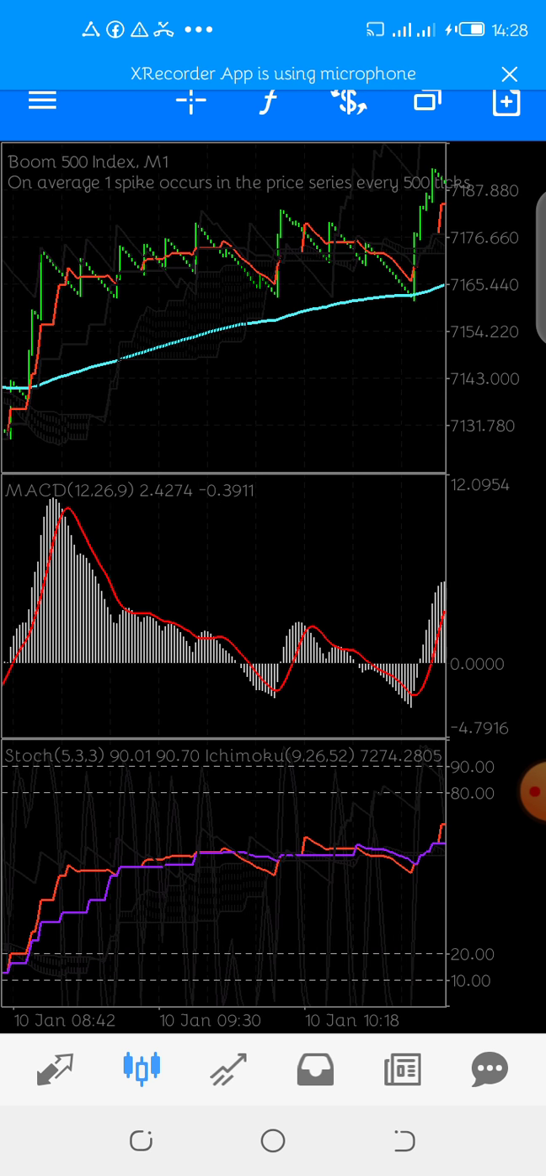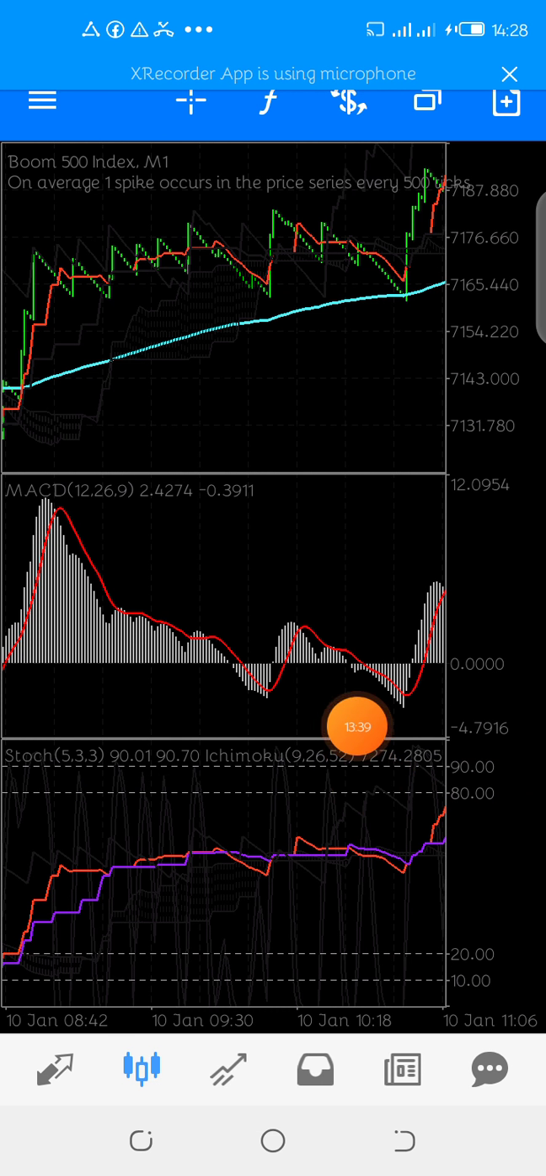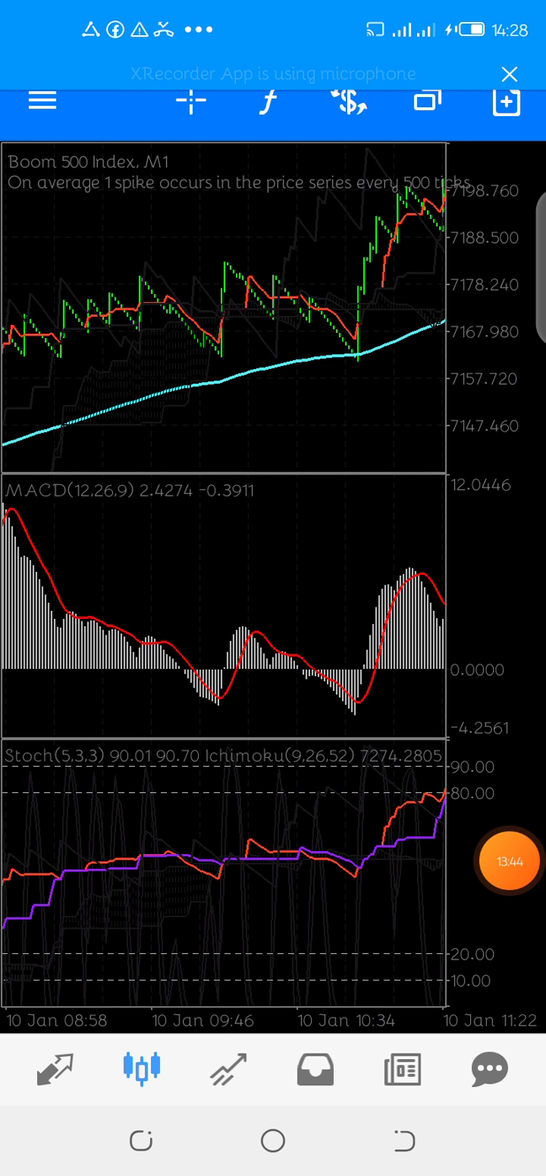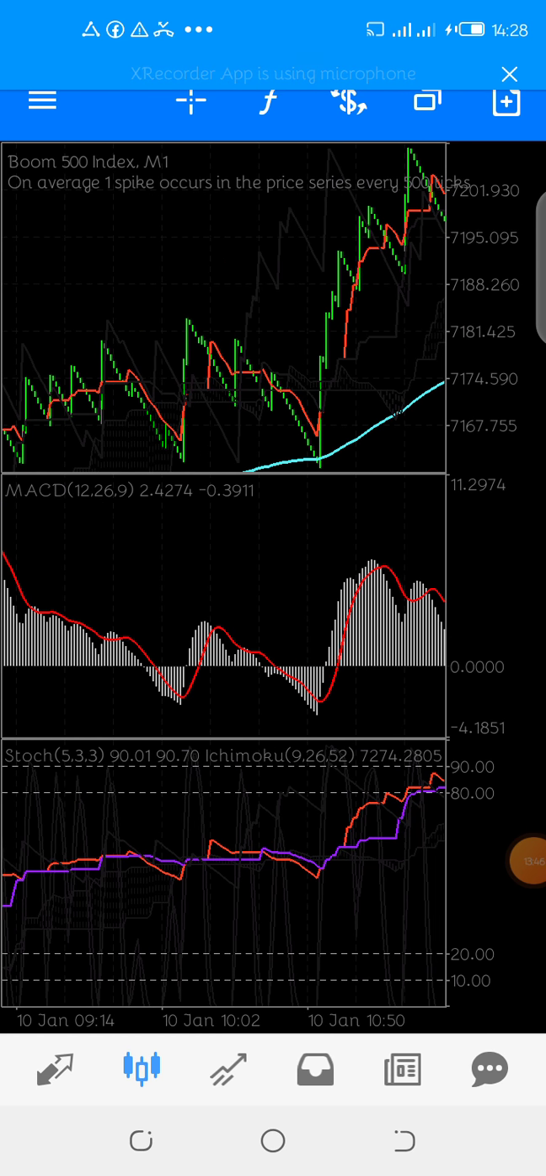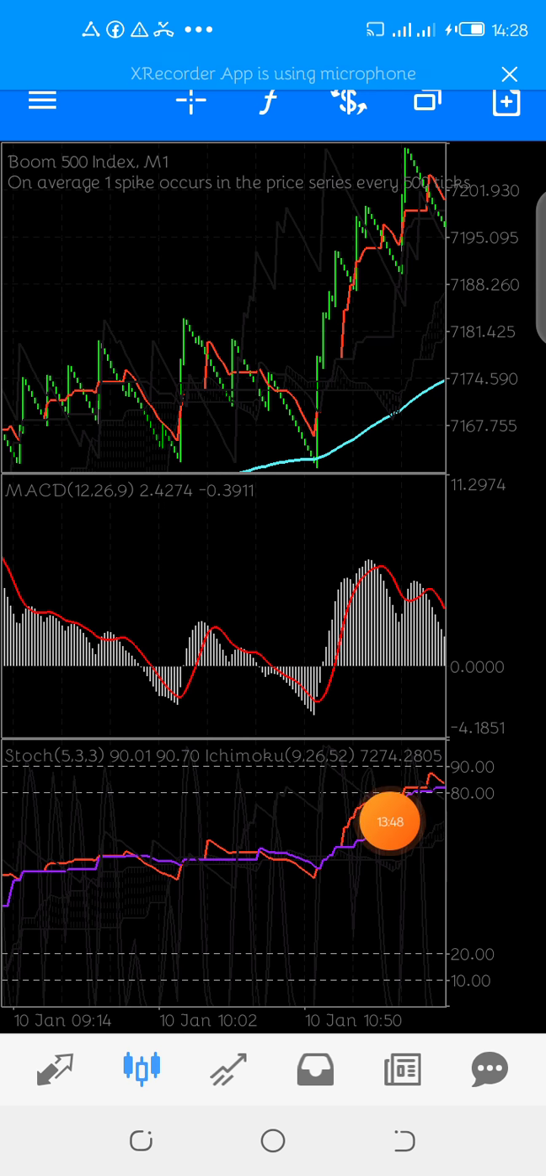Okay, you see spikes came here, spikes came there. Let's wait and see. So here we are, both lines on our level 80. So this is a good setup. You even see the MACD. This point, this one is high, this one is lower. So there's a divergence here. Also, this point is higher, this point is lower. So there's also a divergence there.